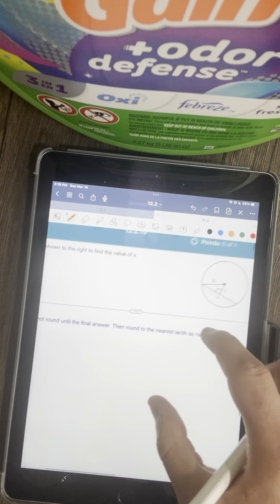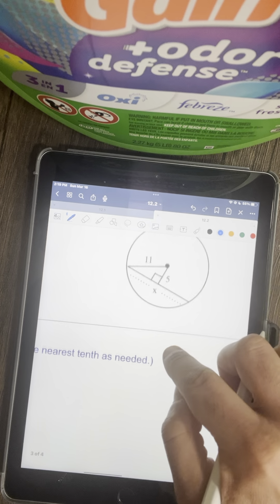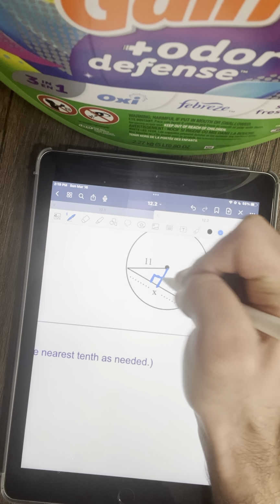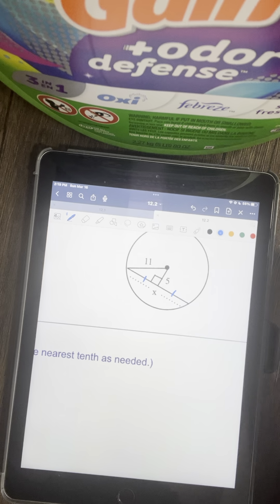Okay. Find the value of X. Okay, once again, if I have a chord that is intersected perpendicularly, then that means that this has been cut up into 2 little pieces.